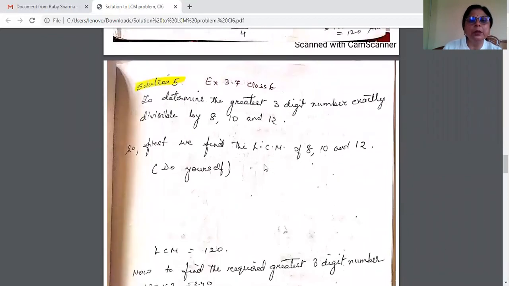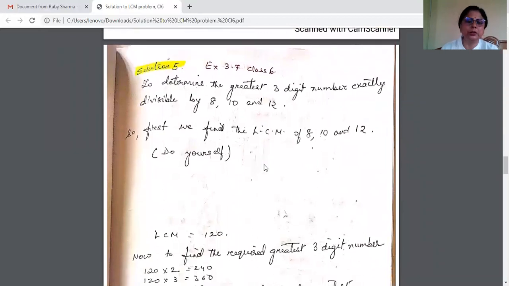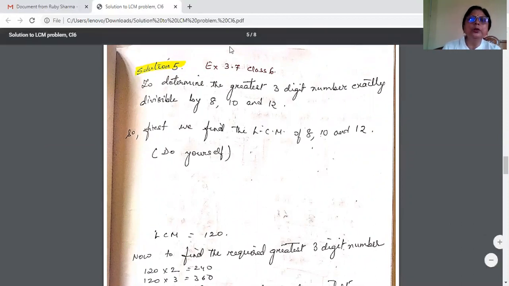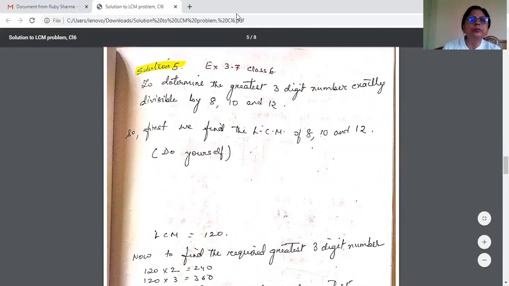Now this is also similar to determine the greatest 3-digit number. But here now we need the greatest 3-digit number exactly divisible by 8, 10 and 12. So what do we do? We find the LCM of 8, 10 and 12. So do it yourself, the LCM.